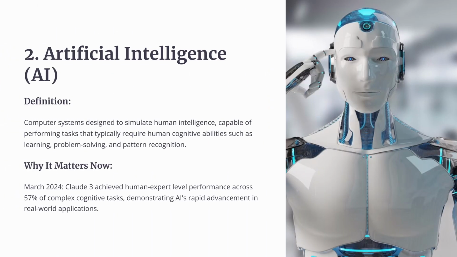Artificial intelligence refers to computer systems designed to simulate human intelligence, capable of performing tasks that typically require human cognitive abilities, such as learning, problem solving, and pattern recognition. In simpler terms, we're teaching computers to think and make decisions like humans do. Remember those science fiction movies where computers could understand and interact with people? That's exactly what we're building now.